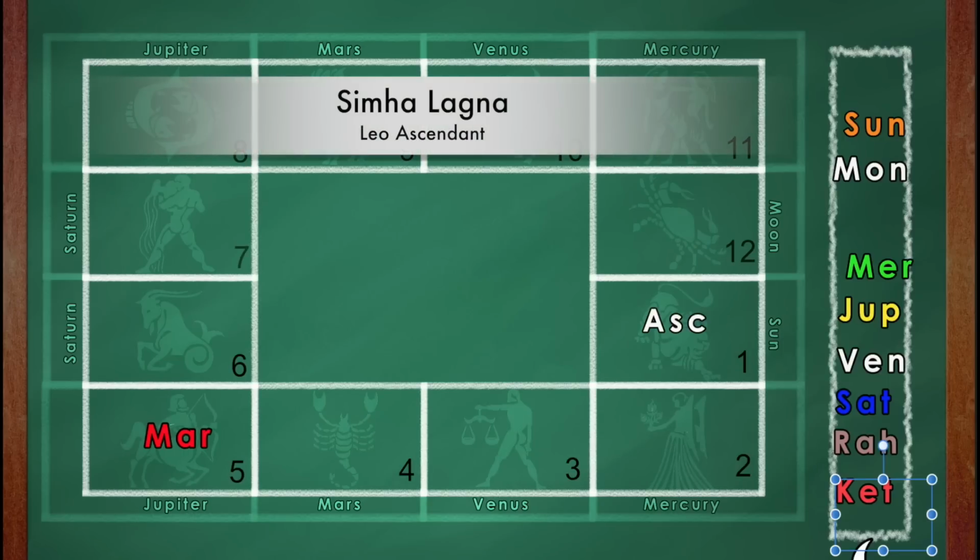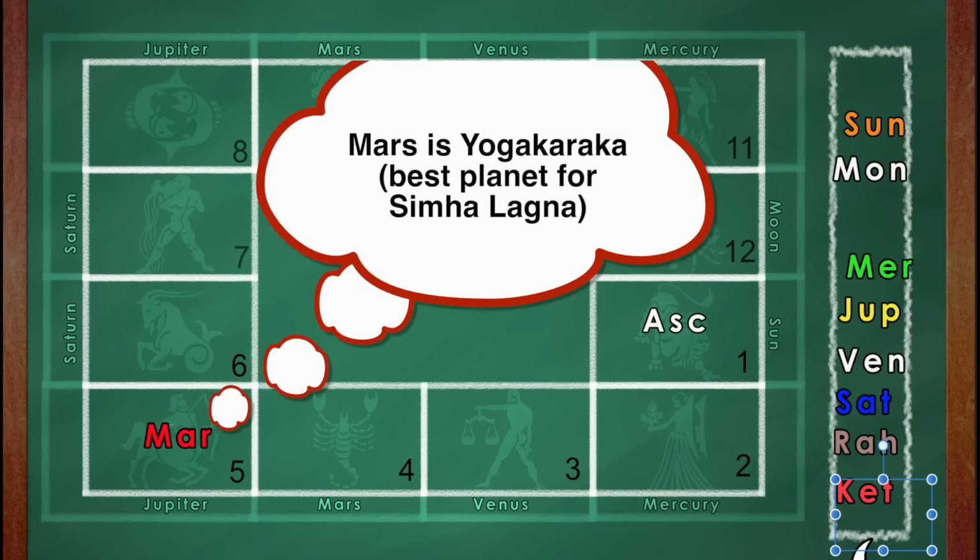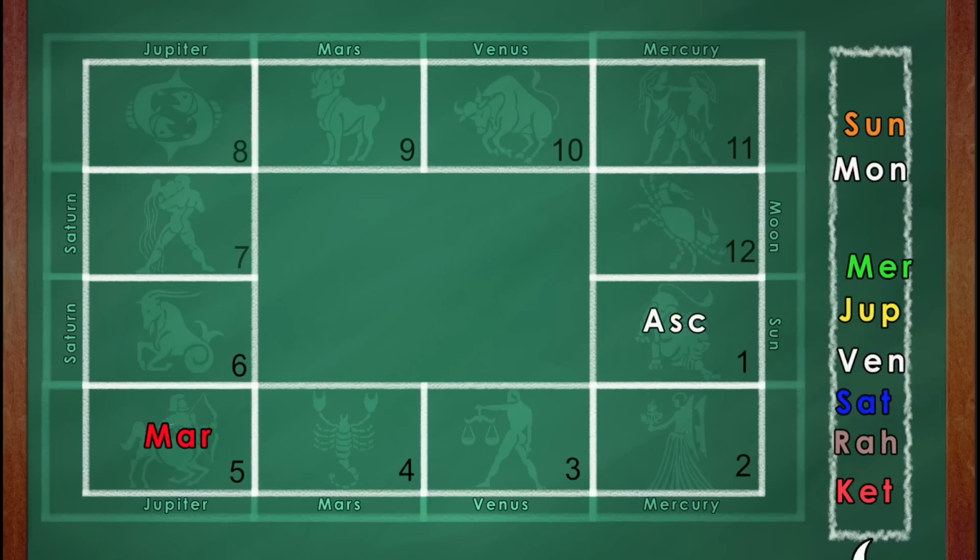This is Simha Lagna, Leo ascendant, and Mars is in the sign of the best of all natural benefics, Jupiter. So you can confidently expect Mars to do well in the fifth house in this situation.